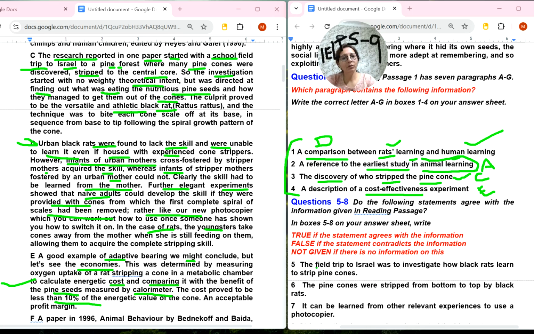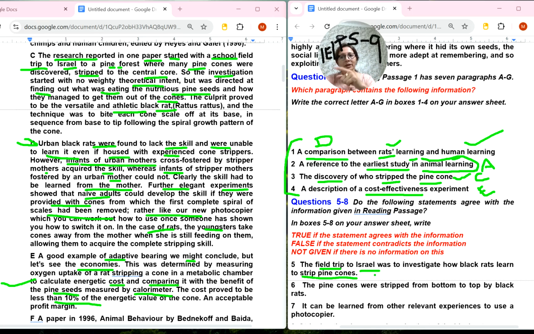So let's read question number 5. The field trip to Israel. So the word Israel was in paragraph C. See this Israel. So we will read it from here. The field trip to Israel was to investigate how black rats learn to strip pine cones. So if the field trip to Israel, especially, was to investigate how black rats learn how to strip pine cones, then it will be true.